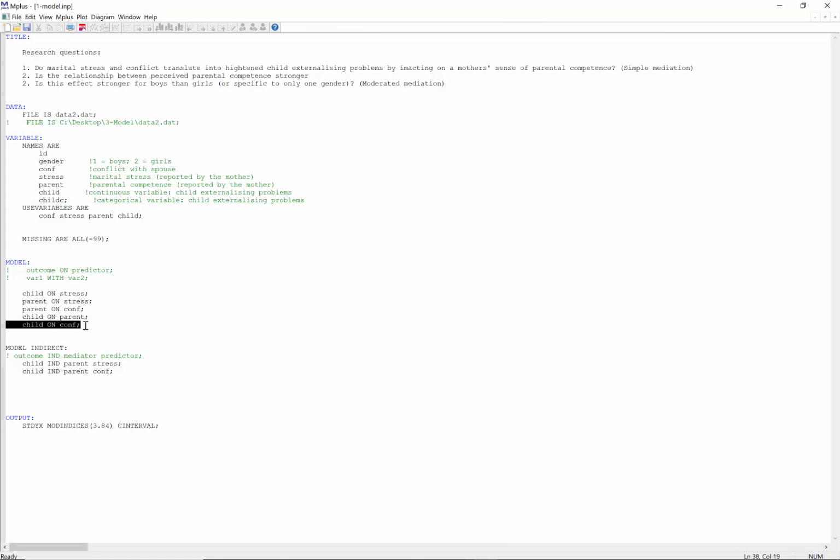So child on conflict, and instead of deleting it, I'm just going to put a little exclamation mark in front. Maybe I'll even make a little note here to say not significant. So you see now that this entire statement is highlighted in green, so M+ doesn't see it anymore. It's invisible. The other one I wanted to take out was this one, from conflict to perceived parenting competence. So I'm going to do the same with this and make a little comment here, not sig. And then I'll just run the model again.